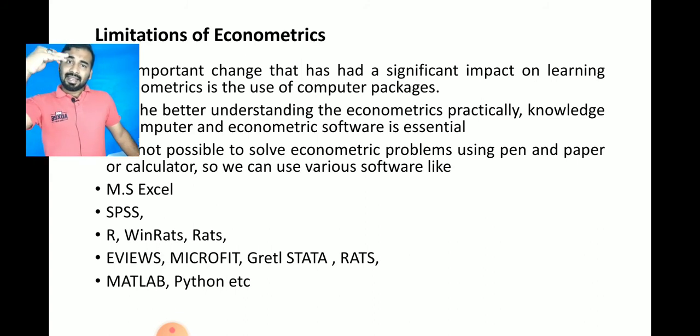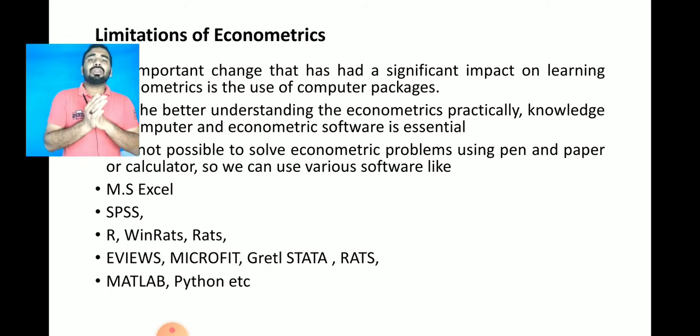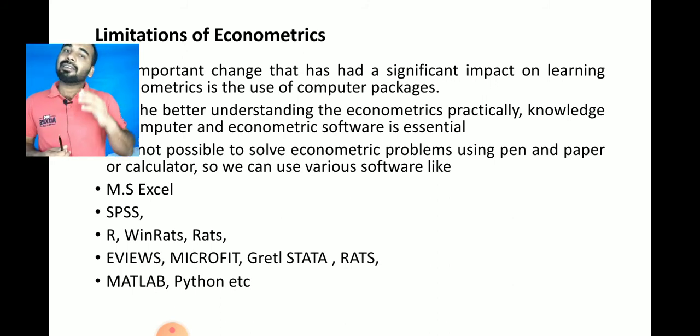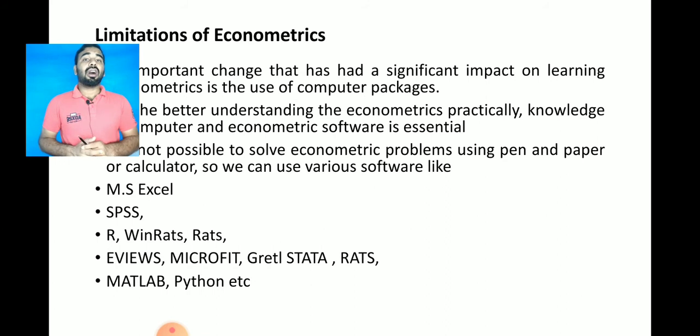Then the third one is R, WinRATS, RATS. These are also softwares, but I don't say that it's purely on econometrics. R is a software that is heavily used in all branches of sciences. So it's not an econometric software. The mathematics people are using it, statistical people are using it, the computer science people are also using it. R is the most powerful open access software that is widely used across the world. We can also use R to do certain econometric experiments.